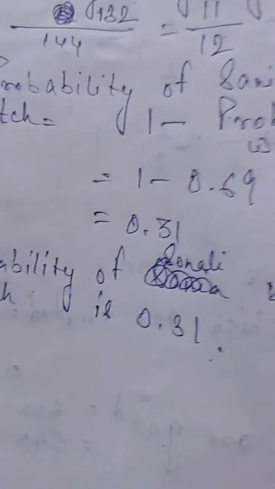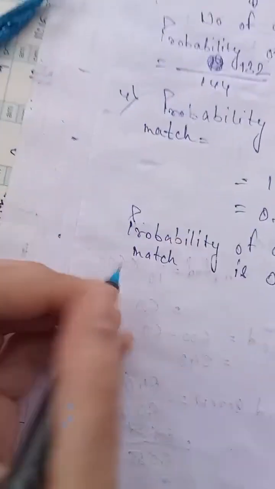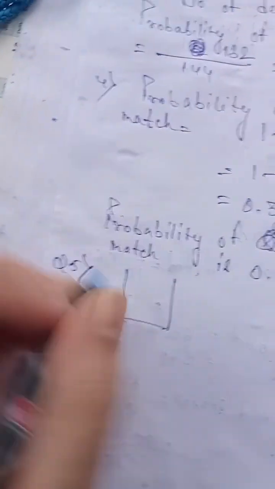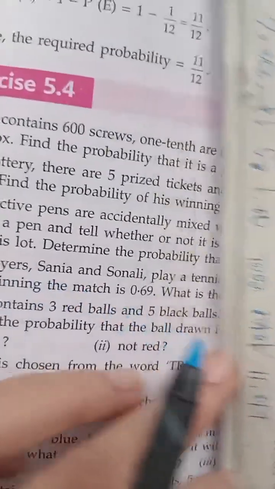So, in a bag, question number 5. Let this be a bag. How many balls is it containing? 3 red and 5 black.